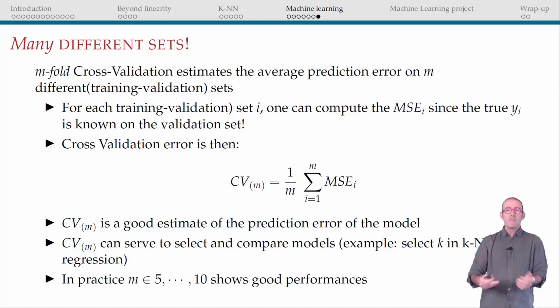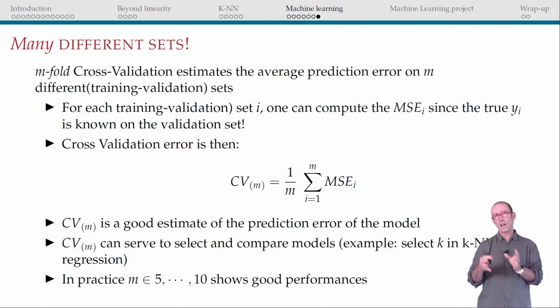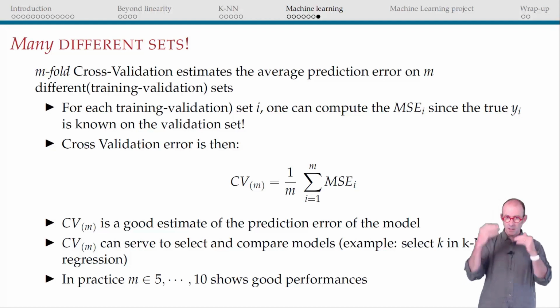How many M? Well, in practice, people tell you from 5 to 10. Too many of them could be quite demanding in terms of computation time and may not increase your performance. So we will stick to 5 to 10 folds, 5 to 10 different validation and training sets.